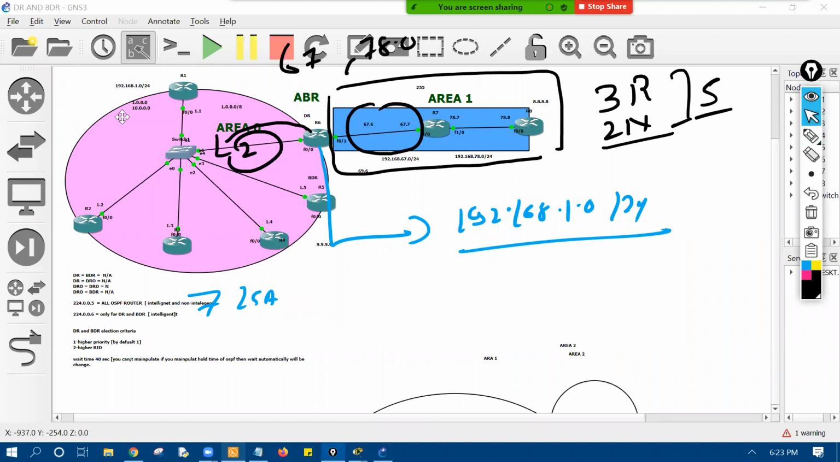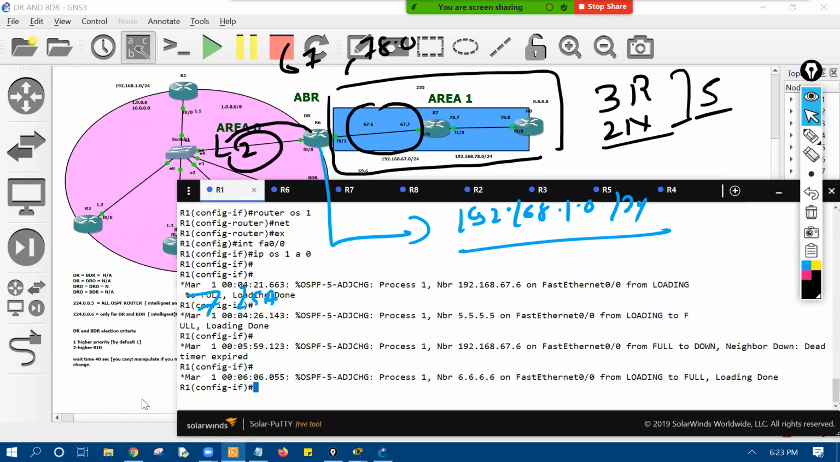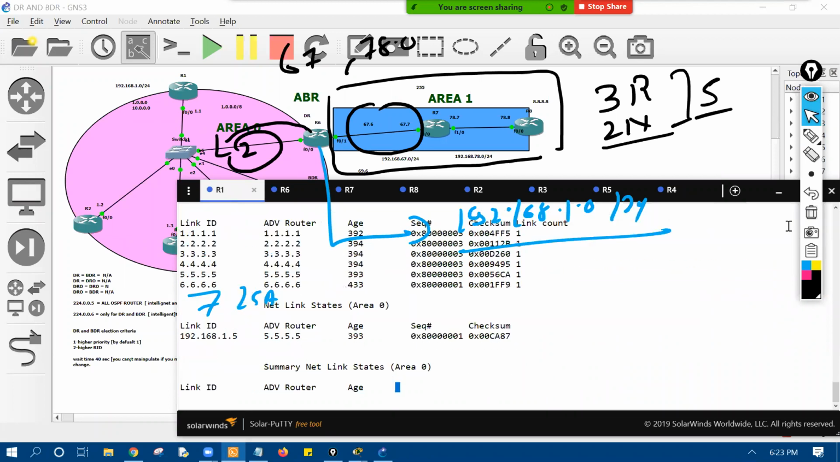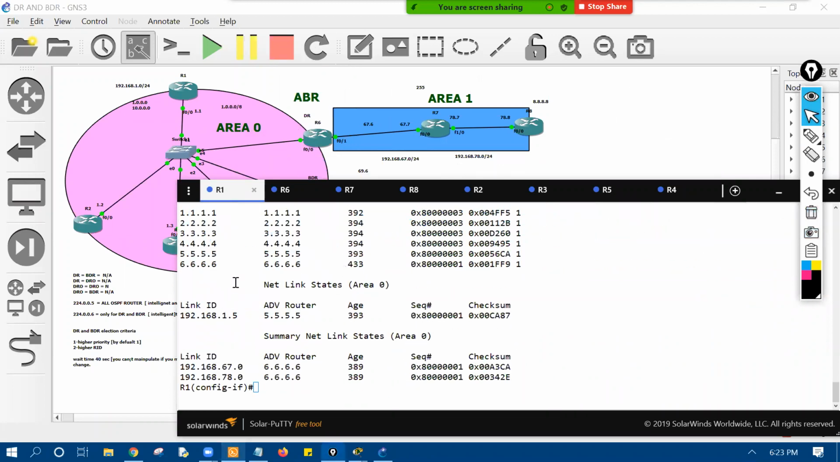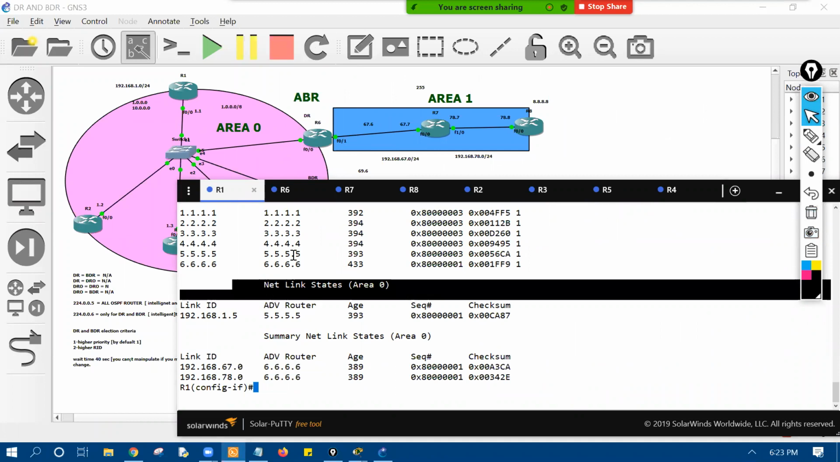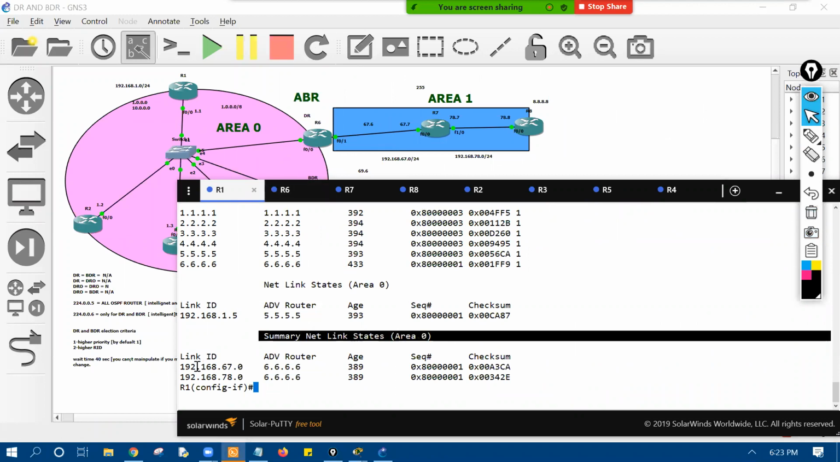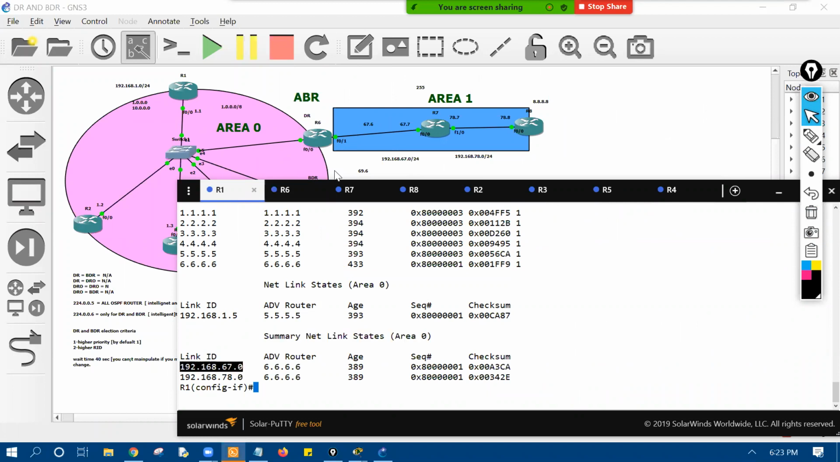So if you go on any router, R1, R2, R3, R4, anywhere, just go on R1. So this is my network LSA, type 2. R5 is the DR right now. And you will see summary LSA 67.0, this network, and who is advertising this?